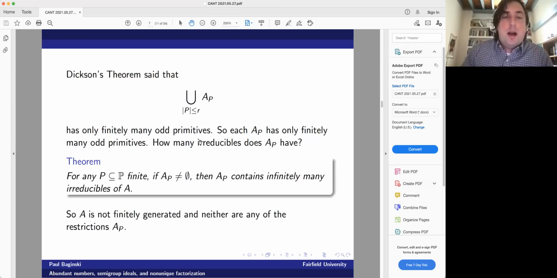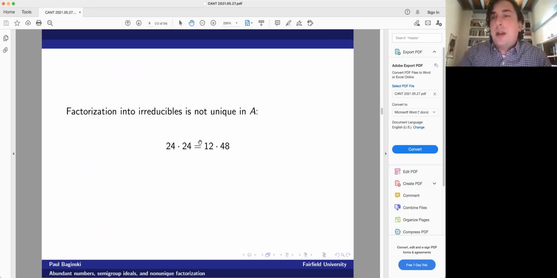Okay, so now that I know I've got infinitely many irreducibles, I can start trying to factor abundant numbers as products of irreducible abundant numbers. And you quickly find out that this factorization is not unique. I can write the same abundant number in multiple ways as products of irreducible numbers. So 24 times 24 can be rewritten as 12 times 48. So this is two irreducibles on the left, two different irreducibles on the right.